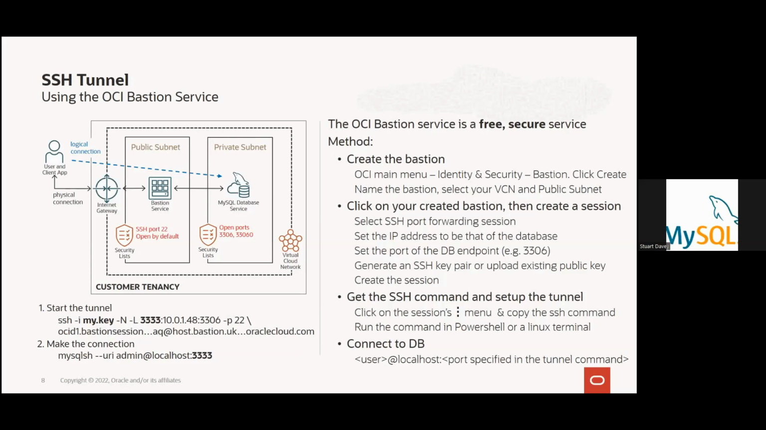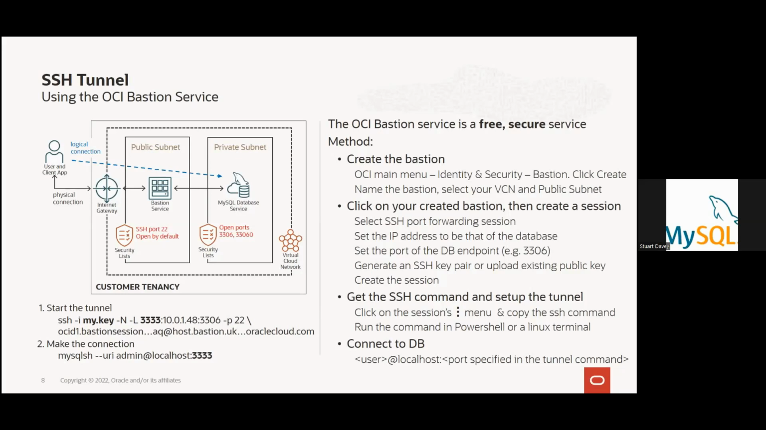Setting up the bastion itself is very simple. Make sure you're in the correct compartment in OCI. Navigate to the Bastion services pages as detailed there. So OCI main menu, Identity and Security, then Bastion. Click on Create Bastion. Thereafter, in the dialog, give the Bastion a name, select your virtual cloud network and your public subnet. The Bastion's then created and will be available for use and will stay there until you decide to delete it.